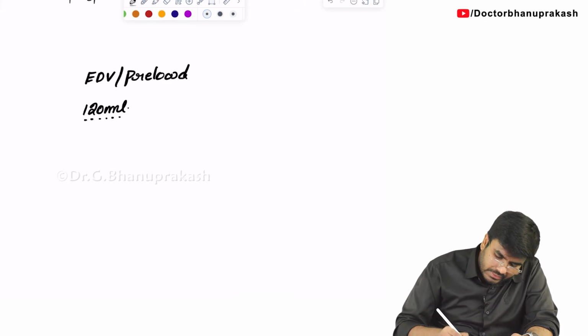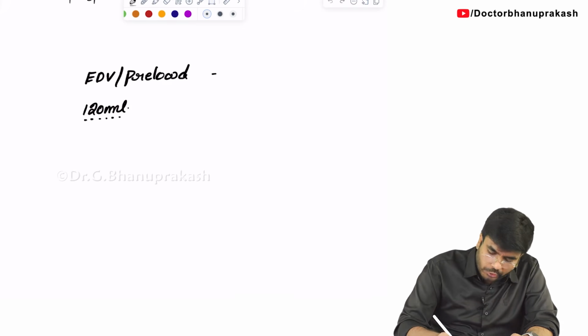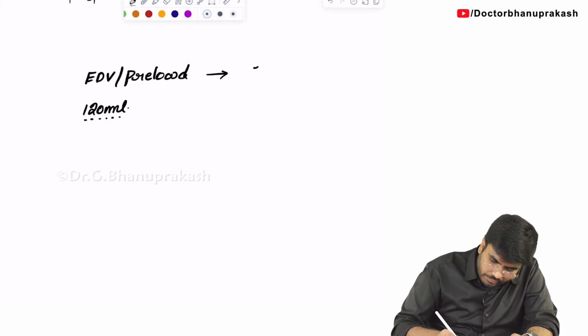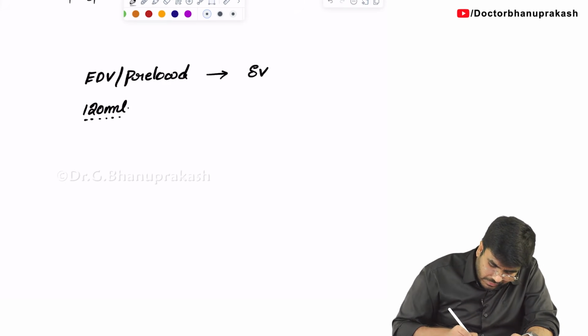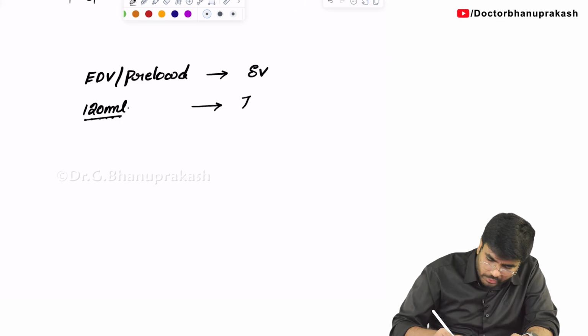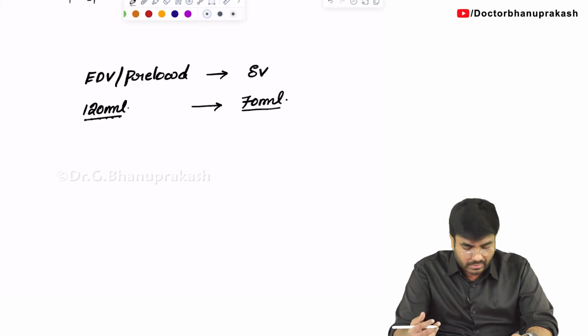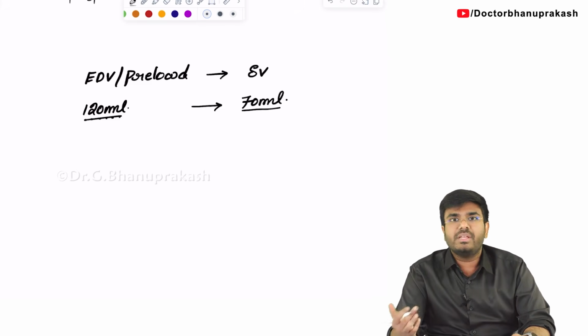Okay. Then tell me, what is the stroke volume? If you are filling 120 ml, out of that 120 ml, how much is going to come out? 70 ml of the blood will be ejected. Okay, if the end diastolic volume is 120 ml, 70 ml will be ejected.